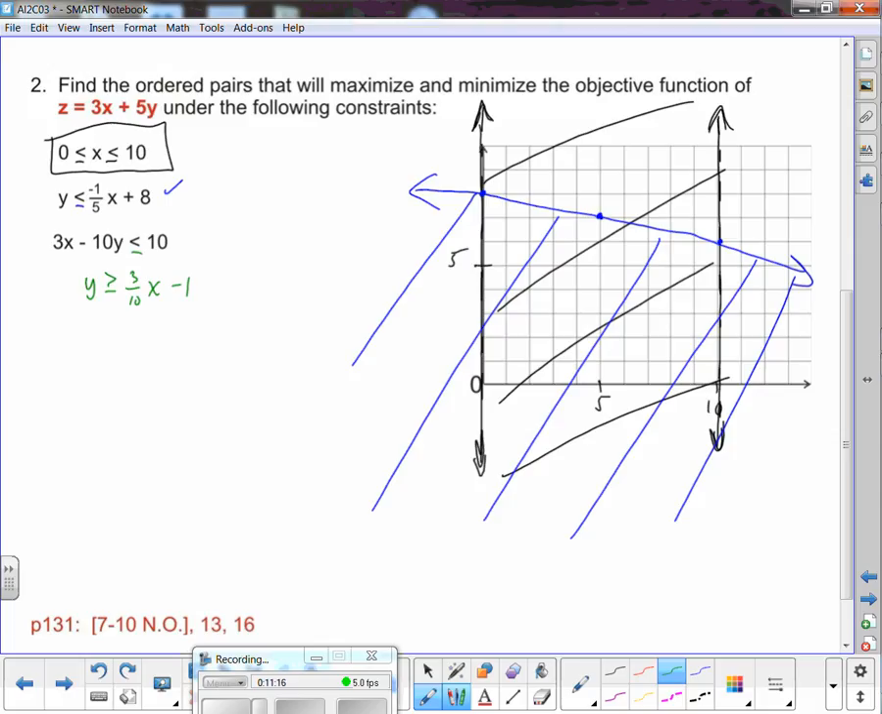Okay, so we're at negative 1 on the y-intercept. And then we're going to do our slope, right? We're going to go up 3 and to the right 10. And that's going to put us right there. Up 3. So you're at negative 1, right? So when you go up 3, you end up at 2. So you're at 10, 2. And so we have a line right there.